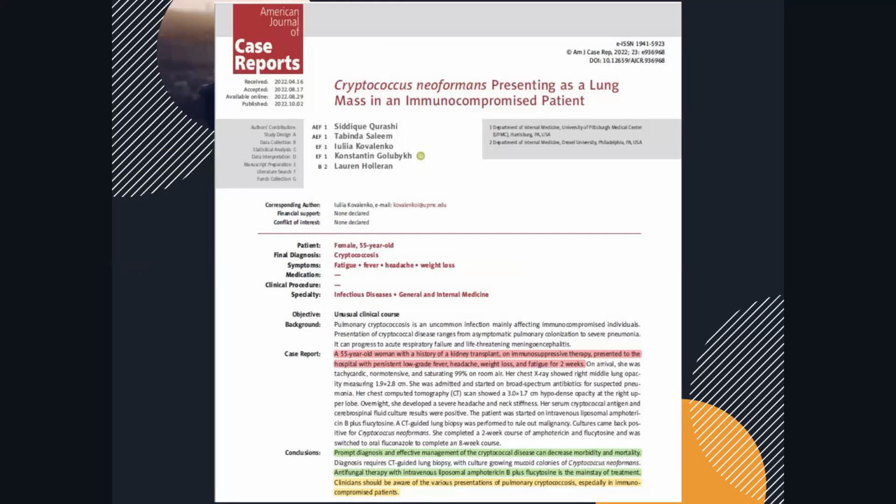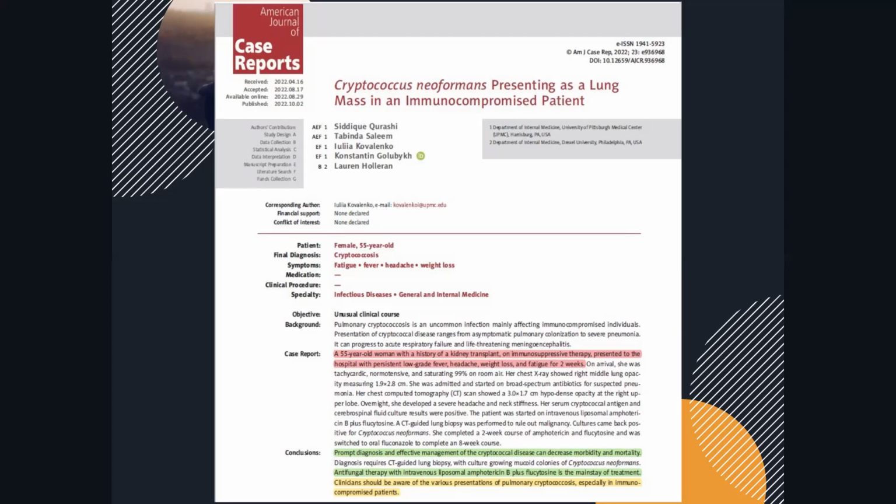This is the case report of Cryptococcus neoformans presenting as a lung mass in an immunocompetent patient with a background of pulmonary cryptococcosis, an uncommon infection mainly affecting immunocompromised individuals. The case report presents that the presentation of cryptococcal disease ranges from asymptomatic pulmonary colonization to severe pneumonia, and it can progress to acute respiratory failure and life-threatening meningoencephalitis. This case report concludes that prompt diagnosis and effective treatment of cryptococcal disease can decrease morbidity and mortality.